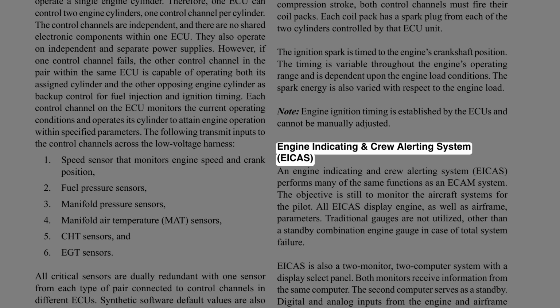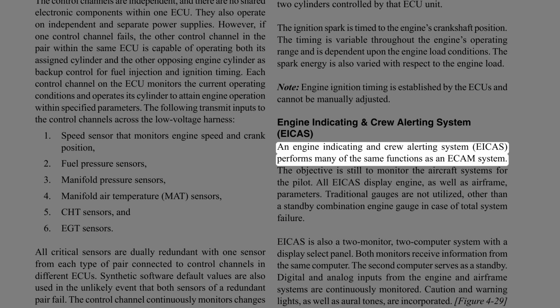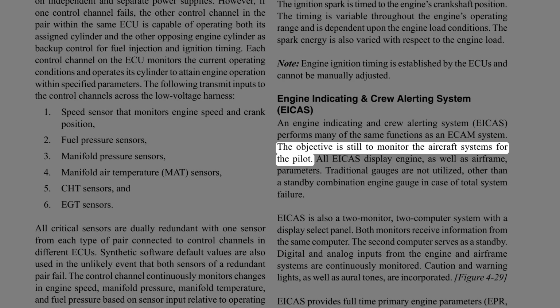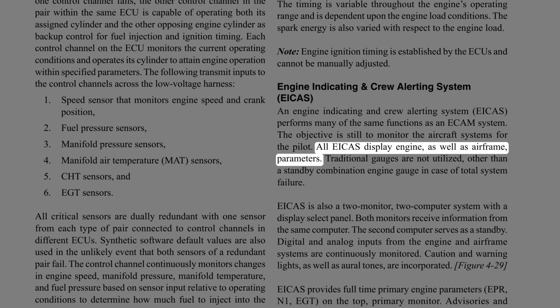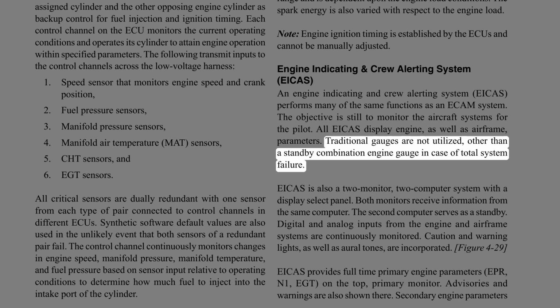Engine Indicating and Crew Alerting System, EICAS. An Engine Indicating and Crew Alerting System, EICAS, performs many of the same functions as an ECAM system. The objective is still to monitor the aircraft systems for the pilot. All EICAS display engine, as well as airframe, parameters. Traditional gauges are not utilized, other than a standby combination engine gauge in case of total system failure.